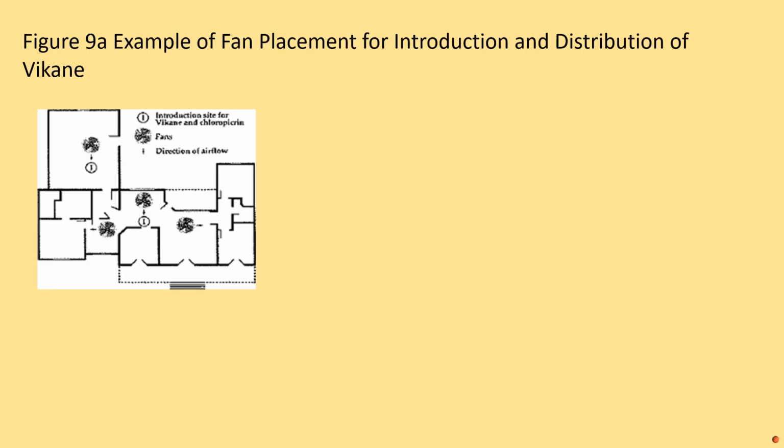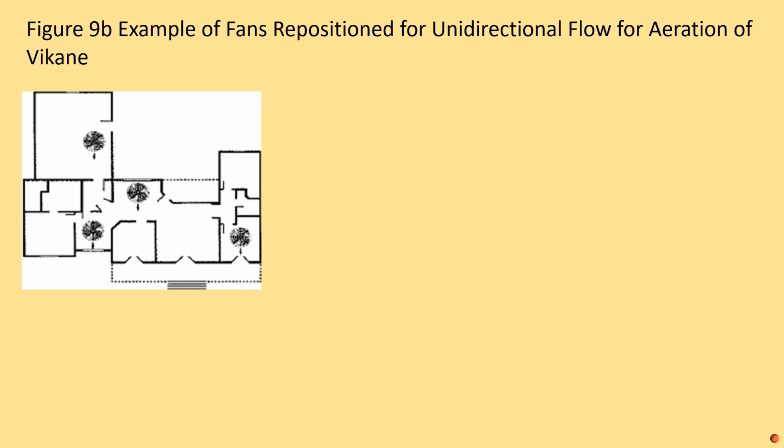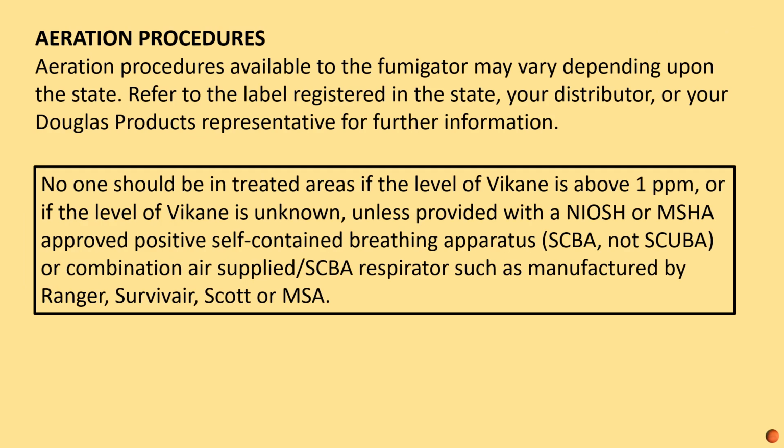Figure 9A, example of fan placement for introduction and distribution of Vikane. Figure 9B, example of fans repositioned for unidirectional flow for aeration of Vikane. Aeration procedures. Aeration procedures available to the fumigator may vary depending upon the state. Refer to the label registered in the state, your distributor, or your Douglas Products representative for further information.